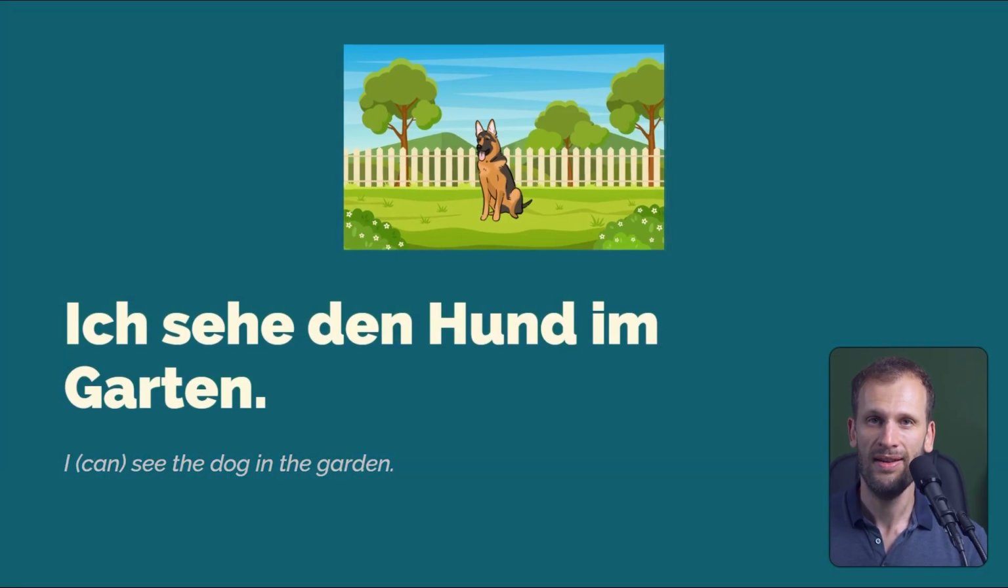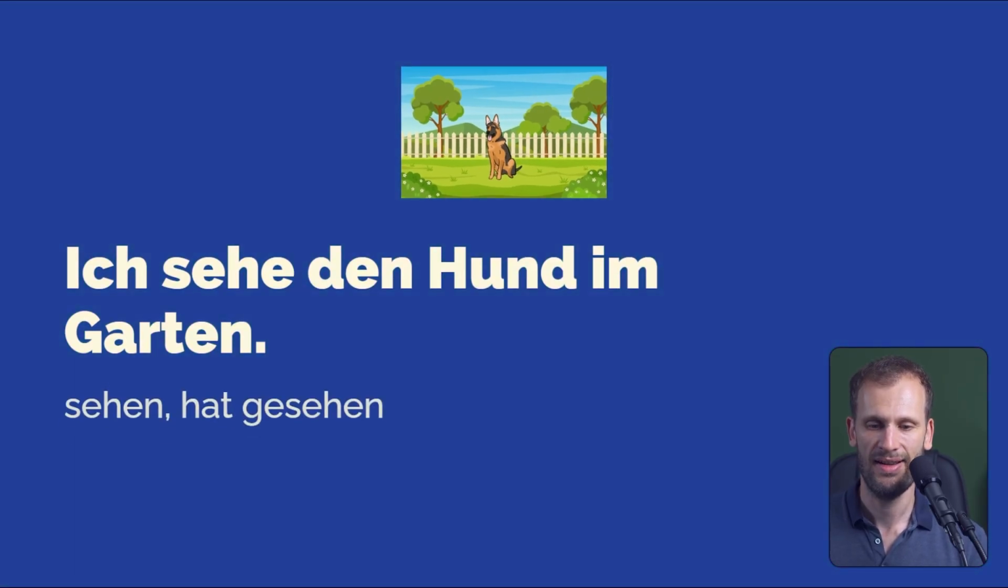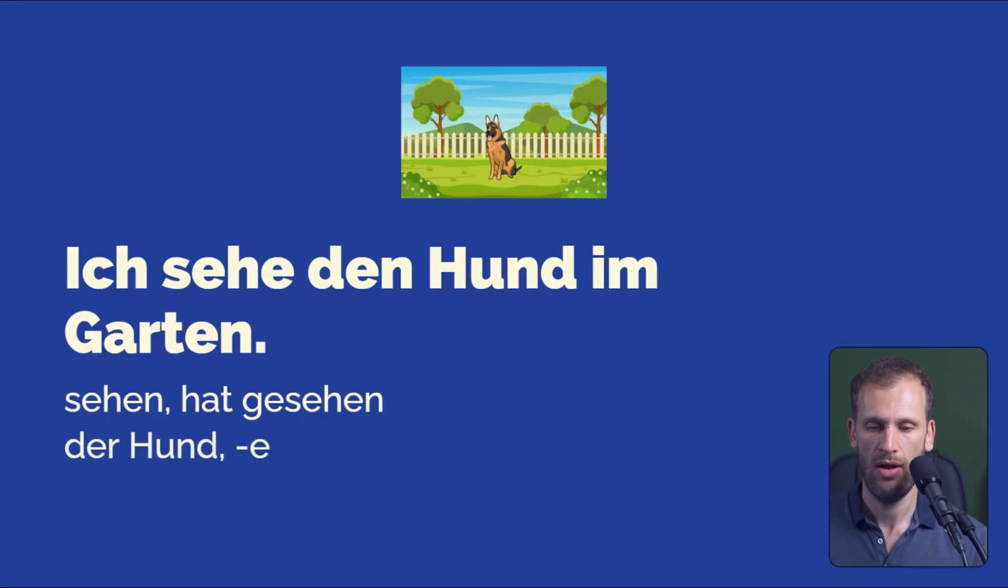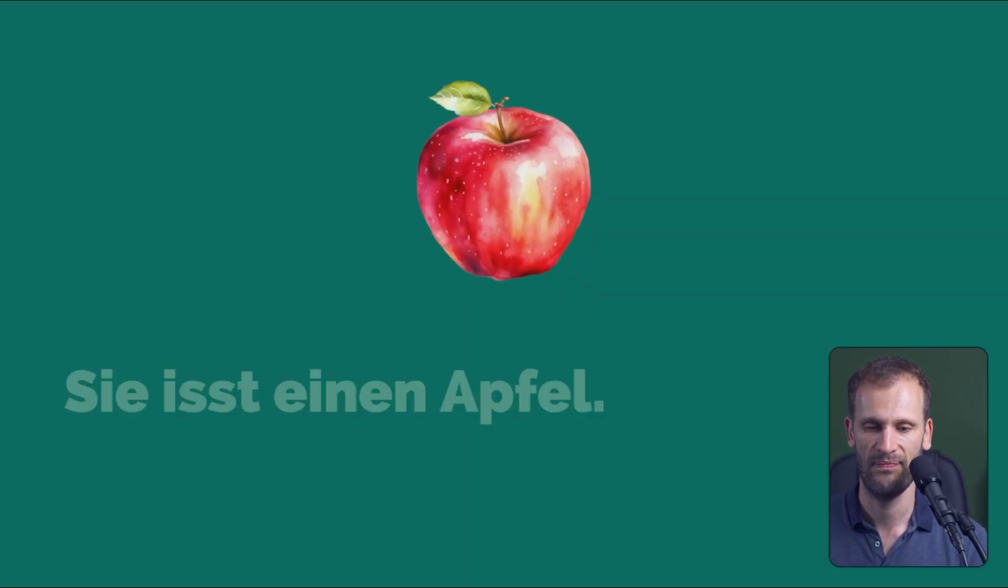Do you know the past tense form for sehen? Sehen, hat gesehen. So it's an irregular participle to form. The regular forms end in a T, so hat gesät, but it's not gesät, that's wrong. It's hat gesehen. It's an irregular form. Also we have the noun der Hund, die Hunde, which we've seen before today.